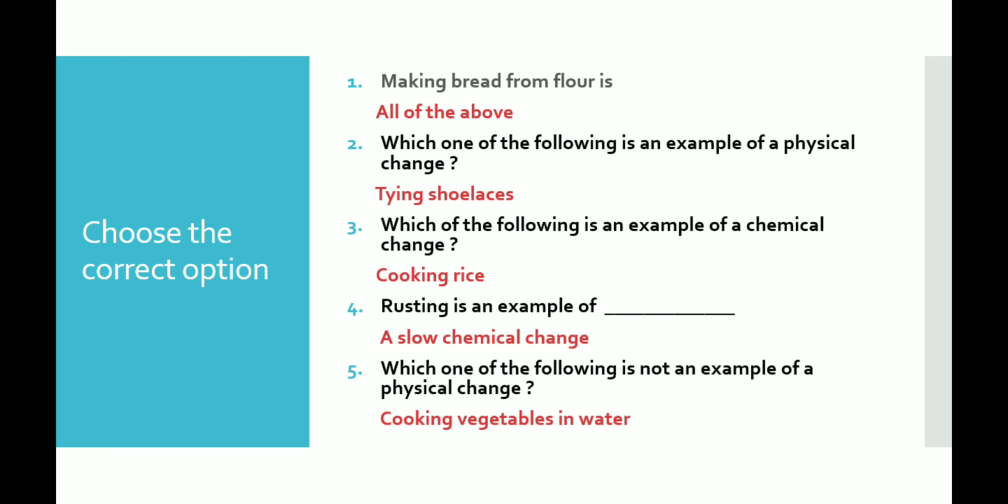Now, choose the correct option. The first question goes like this: making bread from flour is dash. The options are given: an irreversible change, a slow change, a chemical change, and the last option is all of the above. For this question, the last option, that is D, all of the above, is the correct one.